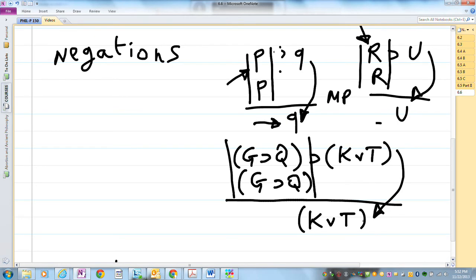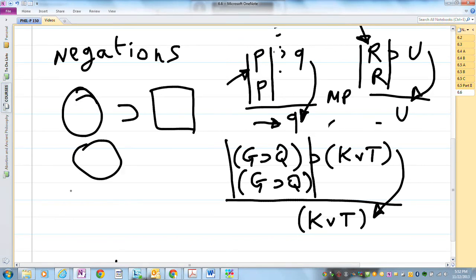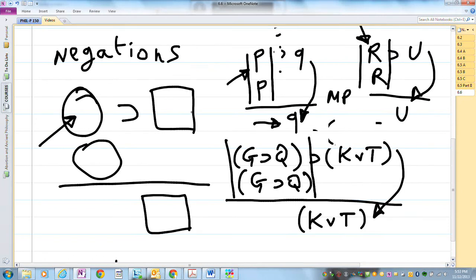Okay, so notice that what modus ponens is, and all the other forms as well, is really a pattern. You know, you could represent it like this. If you have this type of structure, this is modus ponens. If you have something followed by a horseshoe, followed by something else, and then you have the first thing on its own, you can infer the second thing.